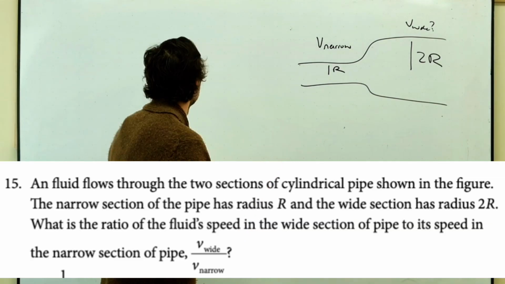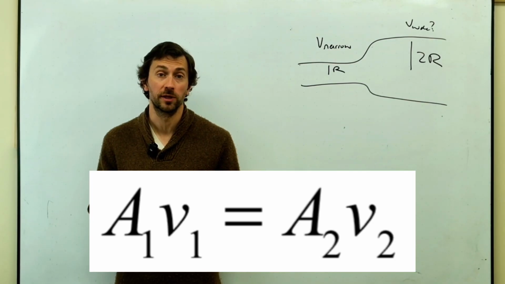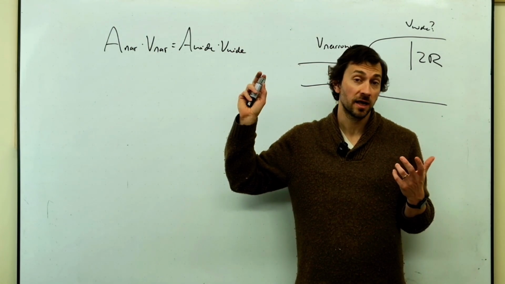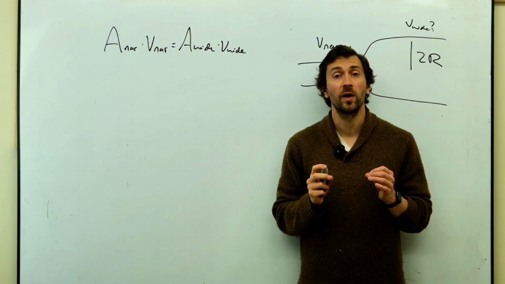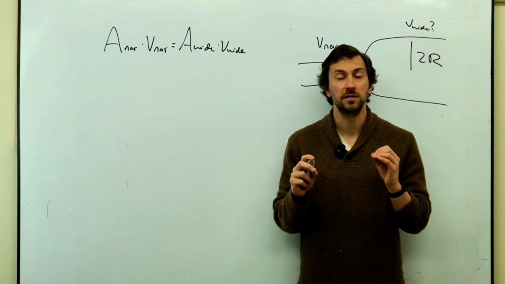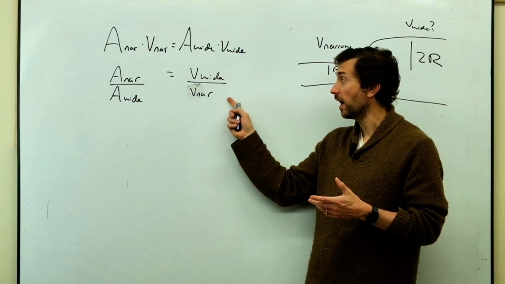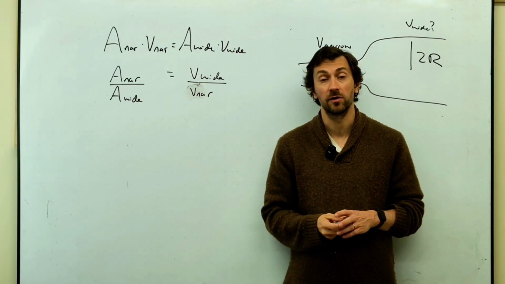Again, we want to start with a formula. In this case, we need the flow formula. The narrow area times the narrow velocity is the wide area times the wide velocity. Now let's just arrange this in a way that we have V wide divided by V narrow, like this. So velocity wide divided by velocity narrow is going to be area narrow divided by area wide.